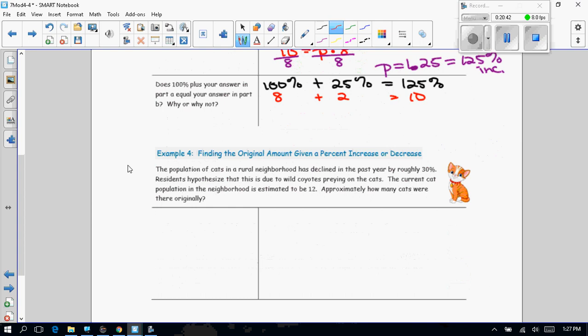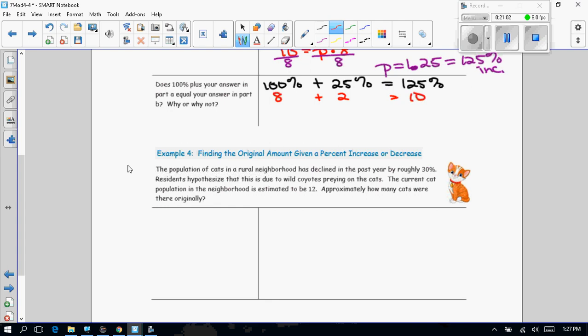The population of cats in a rural neighborhood has declined in the past year by roughly 30%. Residents hypothesize that this is due to wild coyotes preying on the cats. The current cat population in the neighborhood is estimated to be 12. Approximately how many cats were there originally?